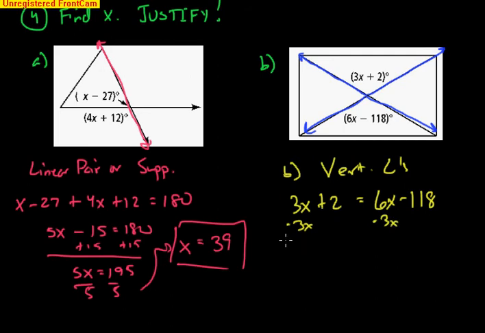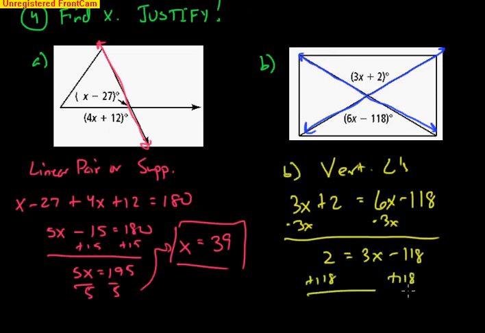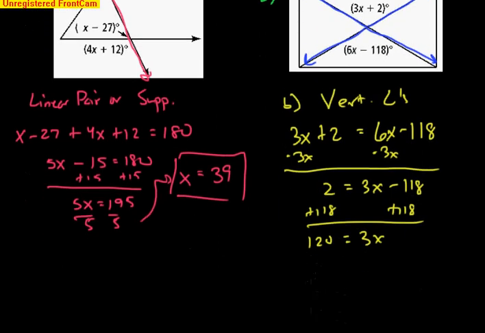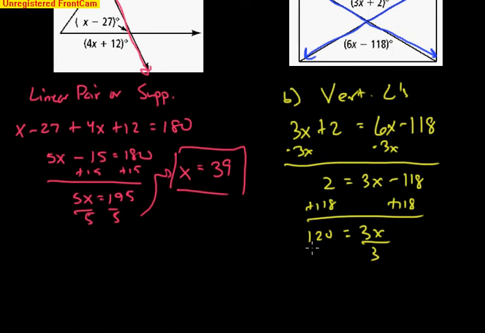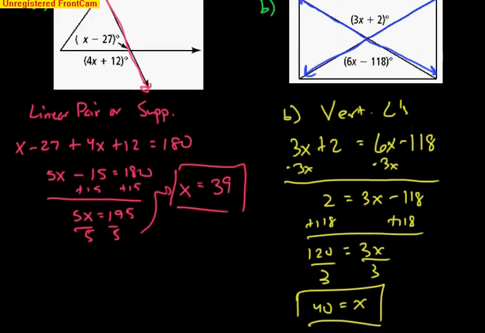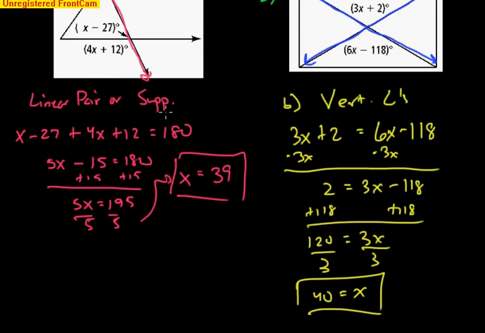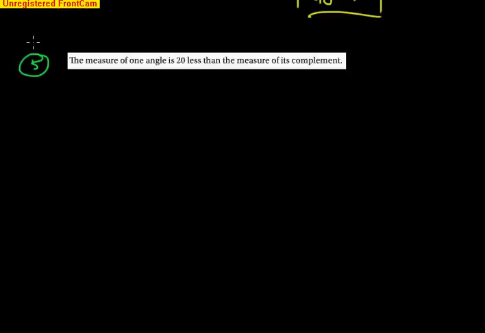I will subtract 3x from both sides to give me 2 equals 3x minus 118. I'll add 118 to both sides to get 120 equals 3x. So then I'll divide by 3. And there is my wonderful value of x, 40. So again, don't miss points because you don't justify. When I say justify, tell me what kind of angles they are.